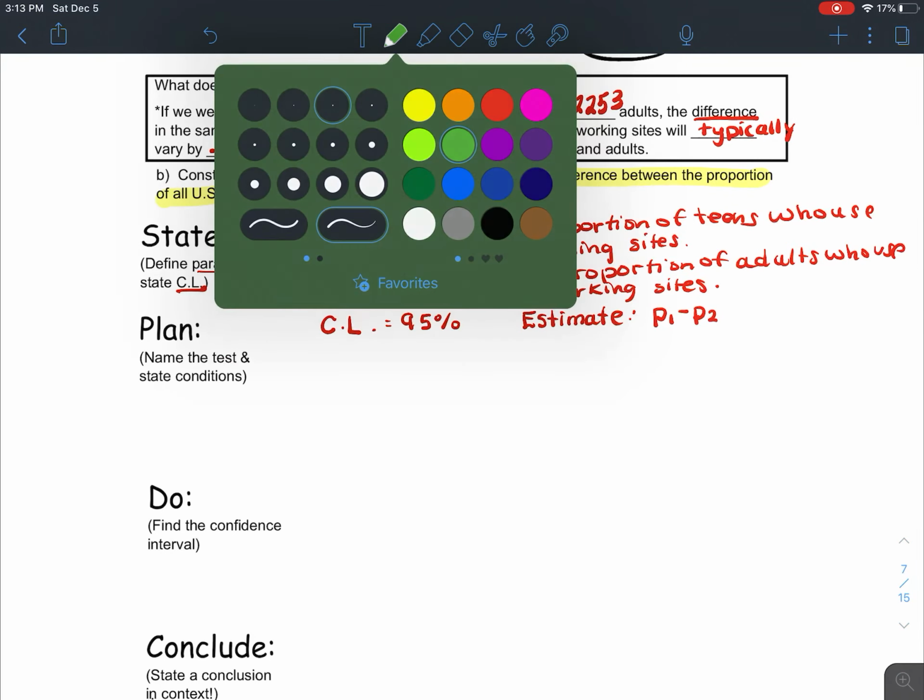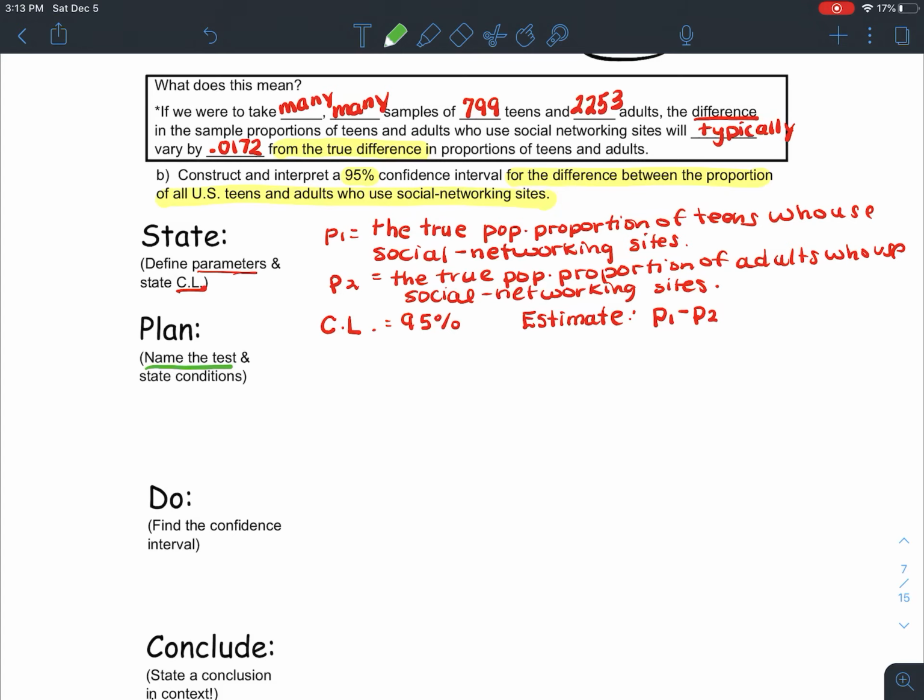Okay, now we're going to move down to the plan step. You can see there are two elements to the plan step. The plan step is to specifically name the test as well as to state the conditions. When we did this for a single proportion, this was called a one proportion Z interval. Since we are doing two proportions and finding their difference, this is called a two proportion Z interval. On the calculator, it'll be called a 2-PropZInt.